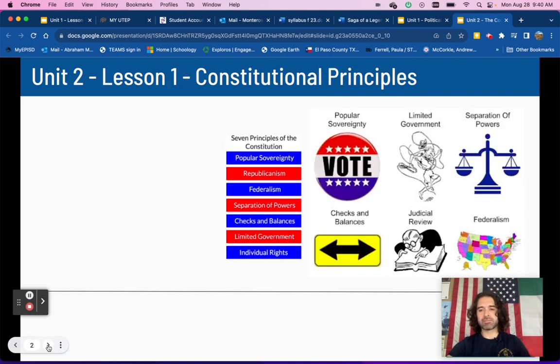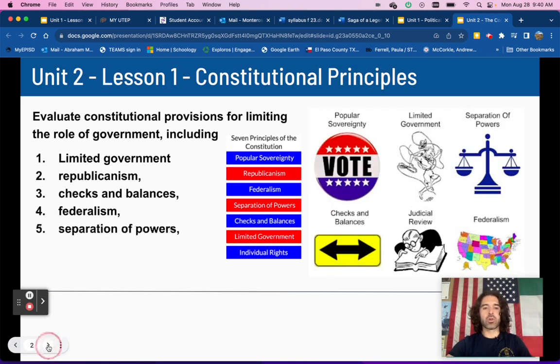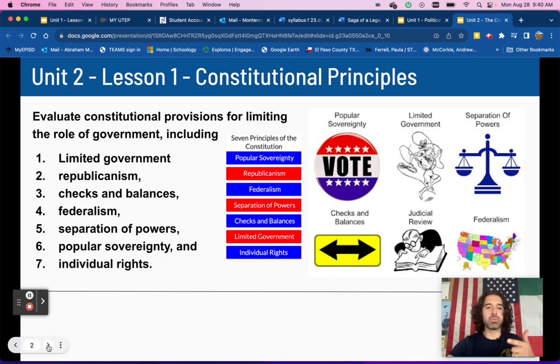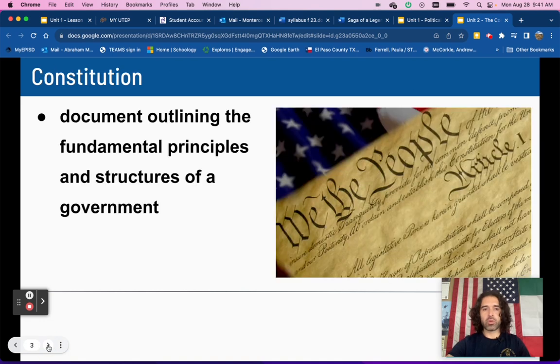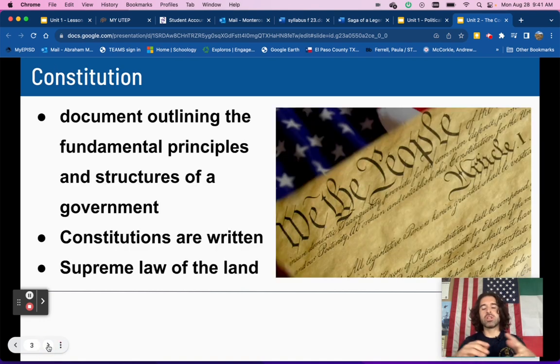Constitution. In this lesson, you're going to learn about the 7 constitutional principles: limited government, republicanism, checks and balances, federalism, separation of powers, popular sovereignty, and individual rights. Quick review. Remember, a constitution is a document that outlines the fundamental principles and structures of a government. Constitutions are written, they're not oral, and the Constitution of the United States is the supreme law of the land.